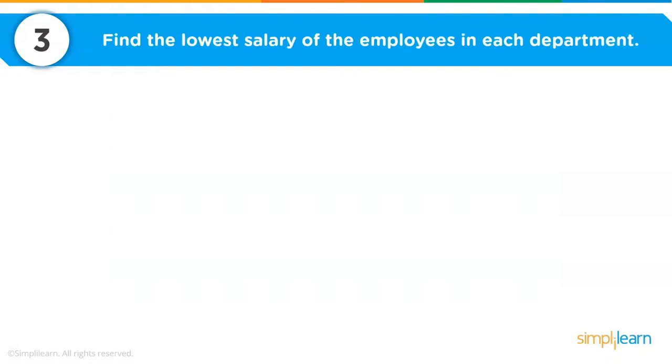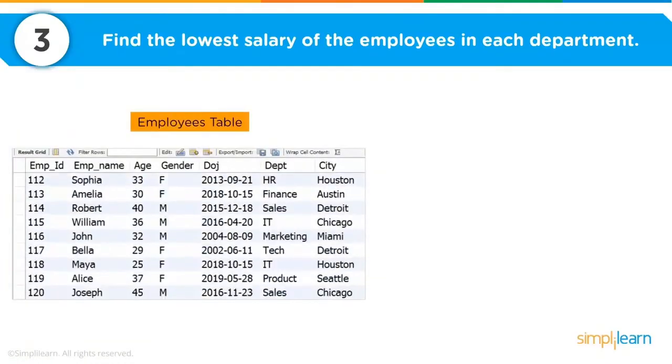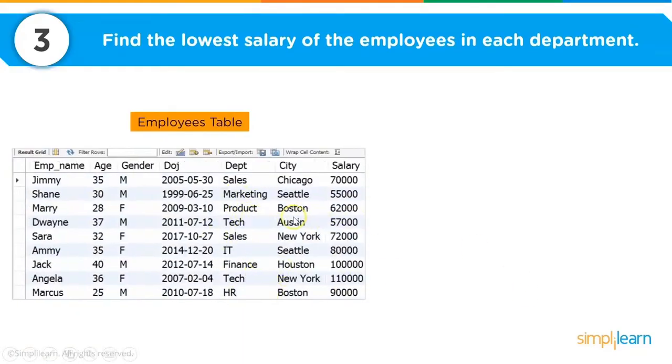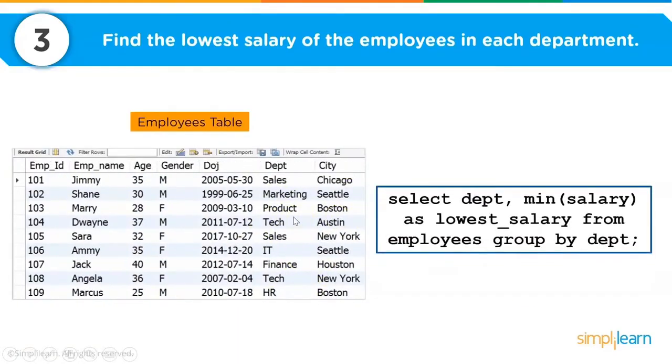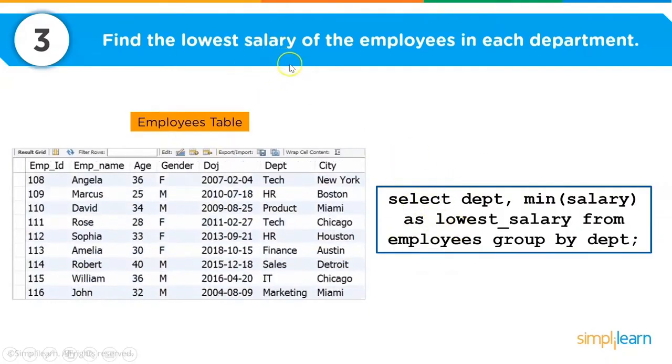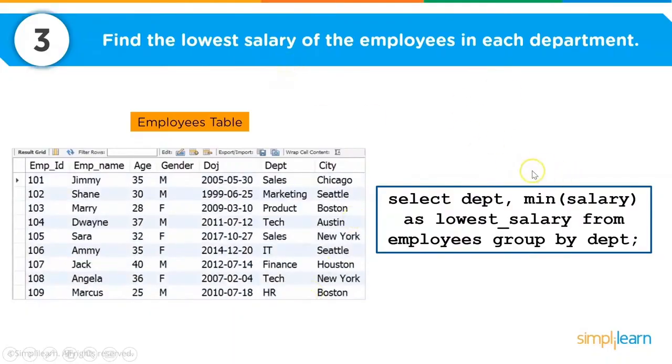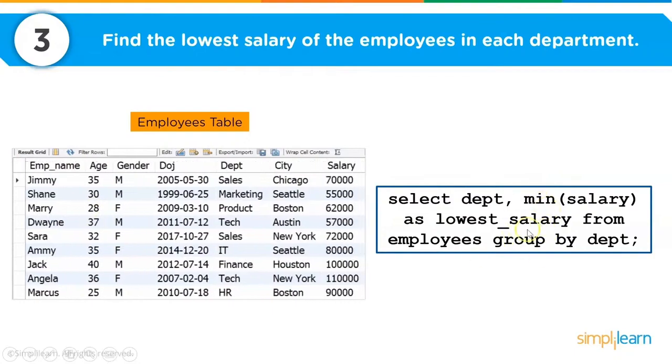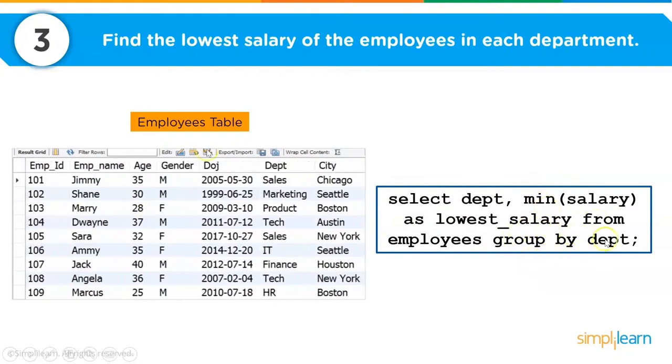Now moving to our third question. Now this is a practical question. So we will be using a table which is present in my MySQL database. So the table name is called employees, and I want to find the lowest salary of the employees in each department. You can see here, this is how my employees table looks, and the output query would be something like this. So here, since I want to find the lowest salary of the employees, I'm using a min function to find the lowest salary in the table, and then I'm grouping all the employees and the results by department.